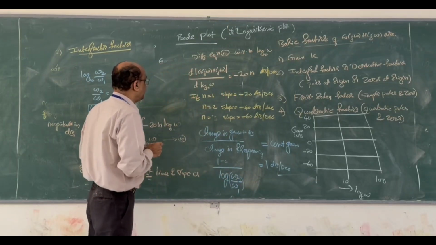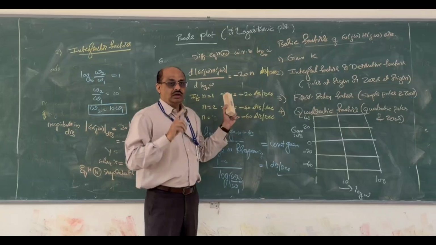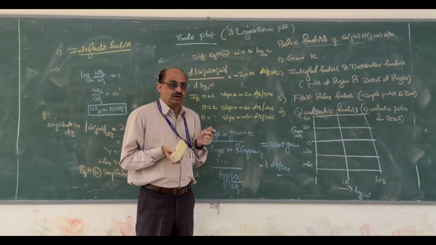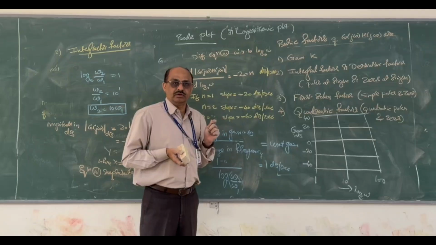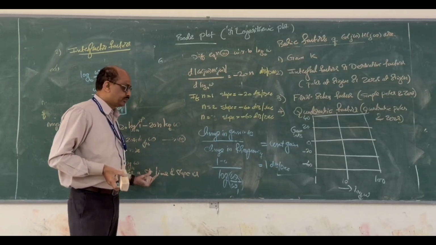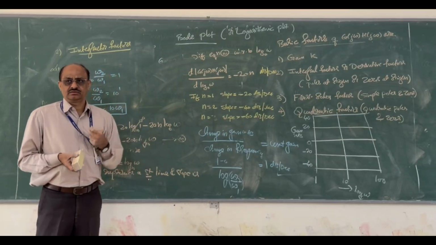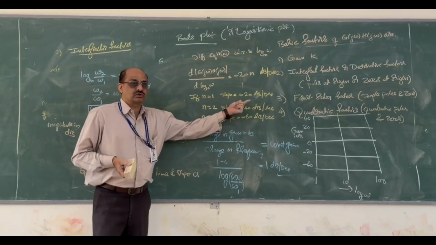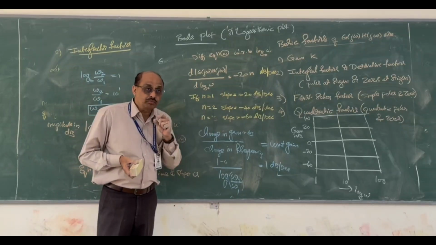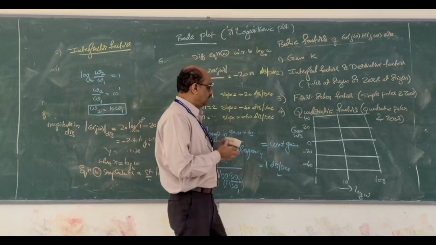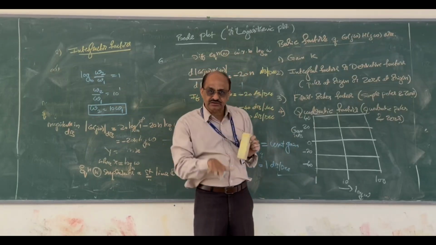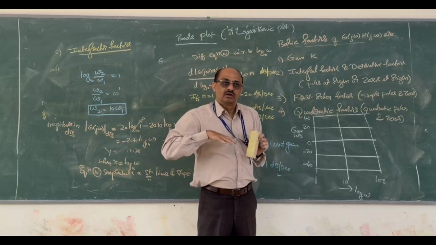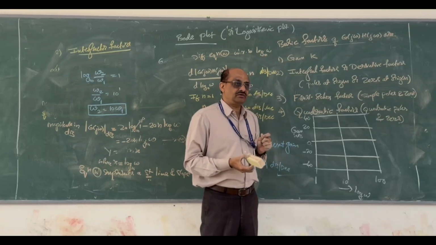What is he telling? For one pole at the origin, the slope is minus 20 dB. This is telling that it is a straight line. This equation is a straight line, with what slope? Minus 20 dB per decade. How to plot it? It is very simple. It is telling you that the change in gain is minus 20 with respect to a change in frequency of 10 times.